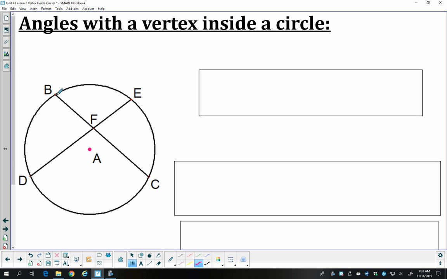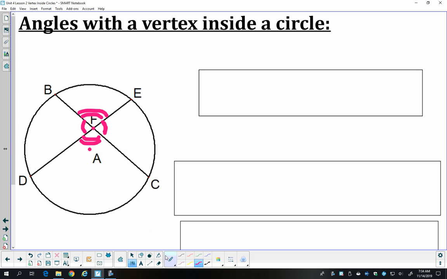So I have two chords, chord BC and chord DE. They don't go through the center, so I don't have any radii or diameters. But they do intersect here at point F to create four angles. And this should look relatively familiar because we used segments or lines like this when we talked about vertical angles. So those two angles are congruent. And then these two angles are congruent. I'll put two arcs to show that they're congruent to each other, but not these two guys.